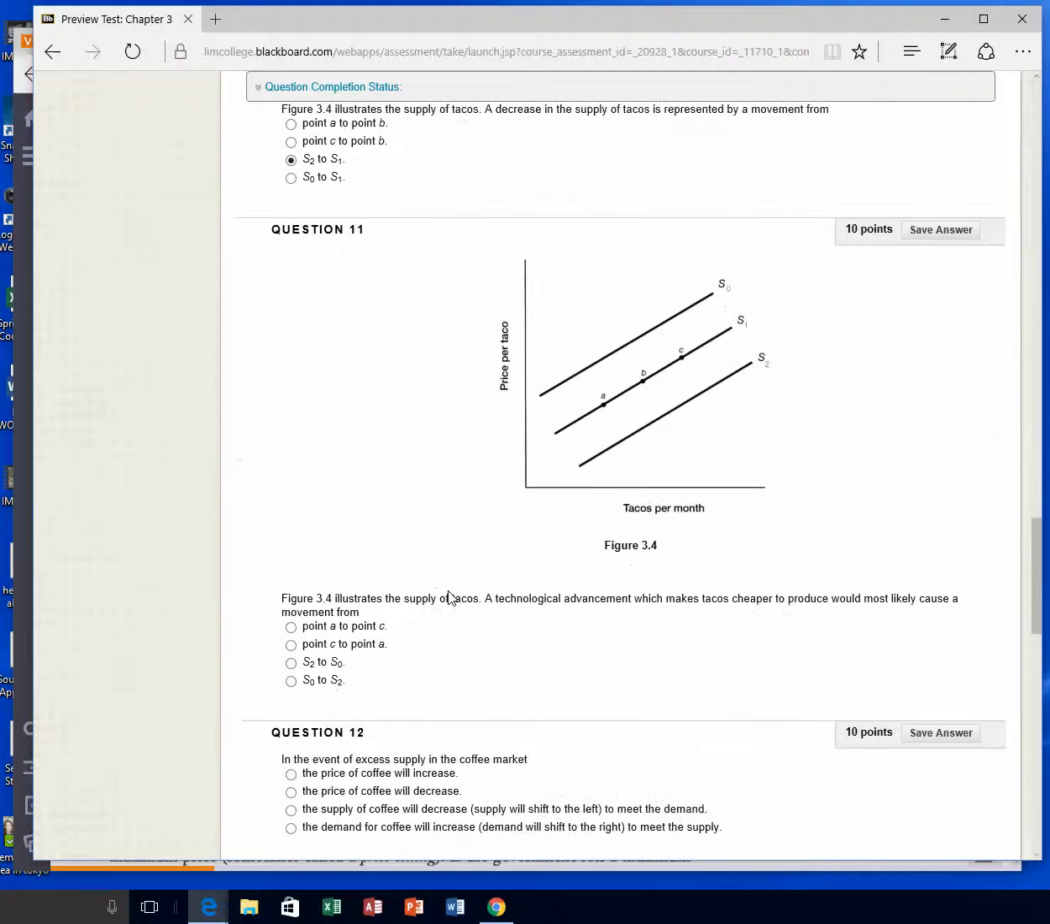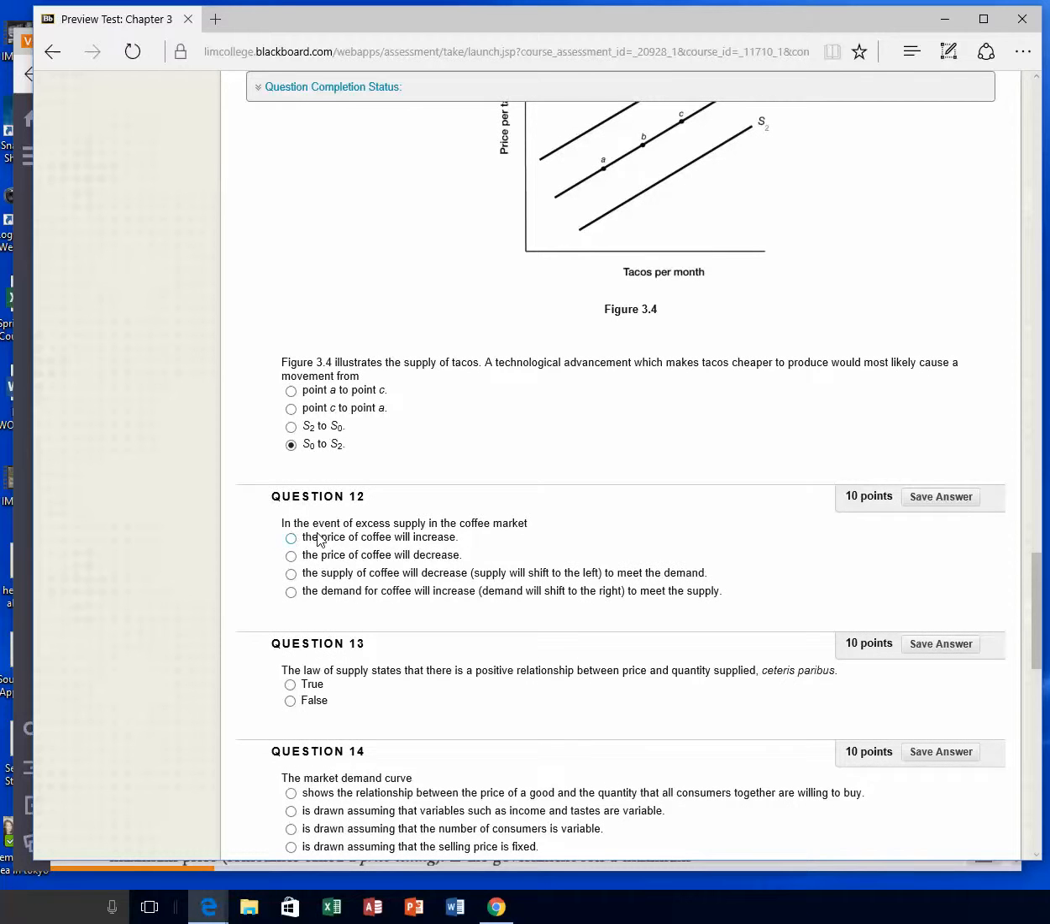Moving on here. These are good questions because they will help you with that. Again, look in the midterm question on supply and demand. So here, this is the next one. A technological advance, right, which makes tacos cheaper to produce. And again, this is just like the fracking question the other day. So it's got to be moving the supply line to the right. Which one is moving it to the right? It's got to be S0 to S2, right? Because S2 to S0 moves it to the left. I want to move it to the right.